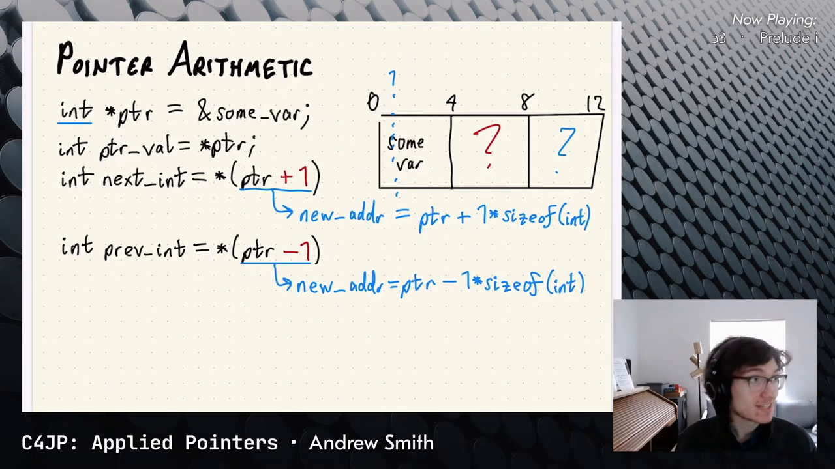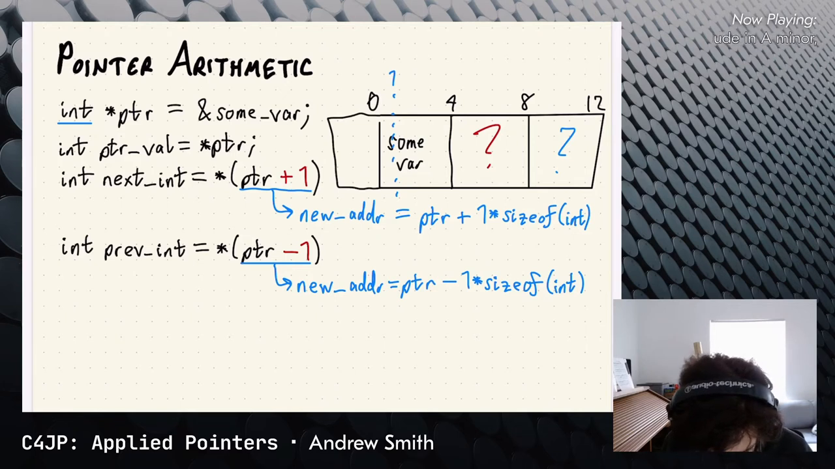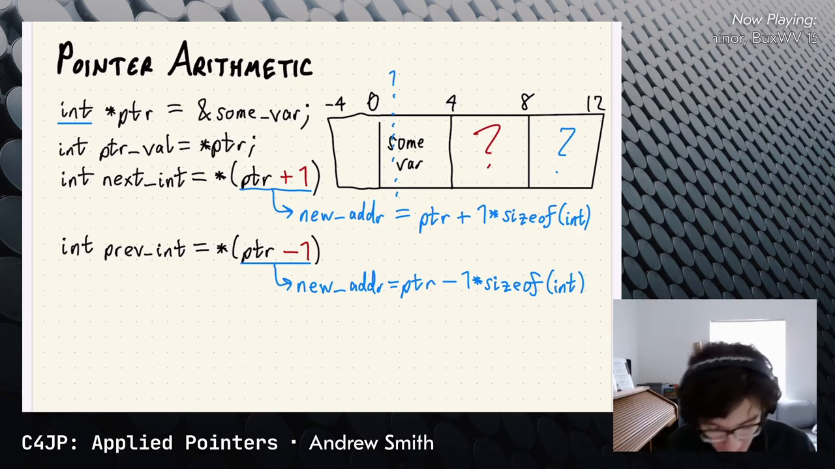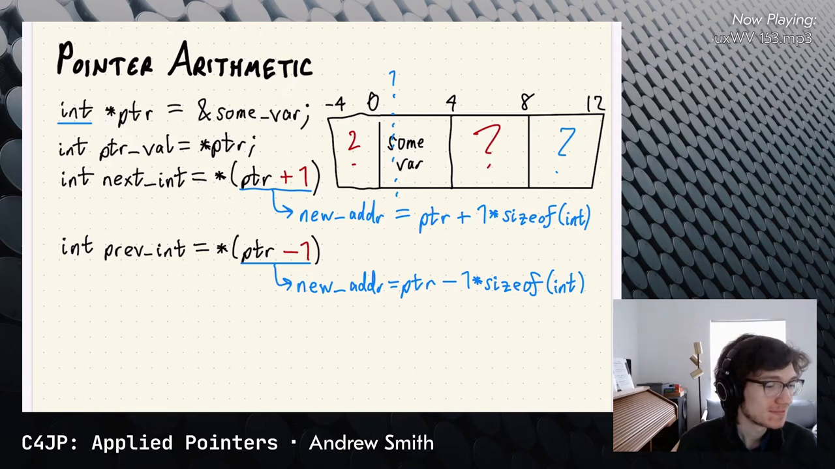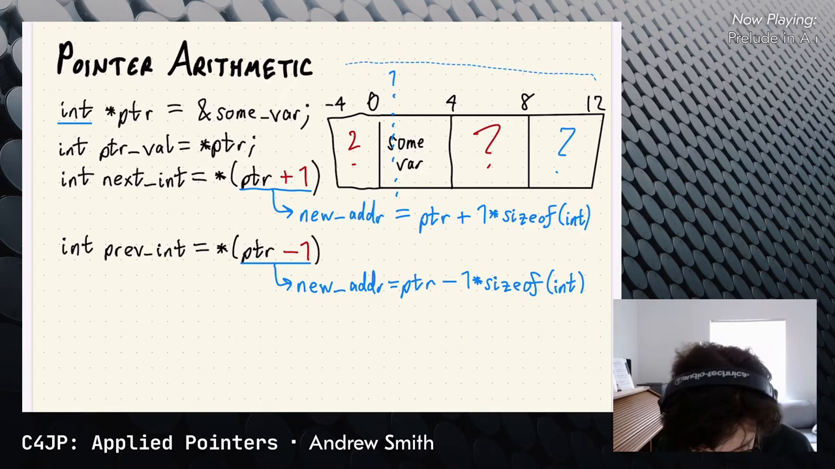And so in this case, if we're running with this example that we've got up here, then this would give us the value at address negative 4, right? 4 before some var. And again, we don't know what that is. But we can still access it. C gives us the ability to access it. And so that is how we do pointer arithmetic in C.